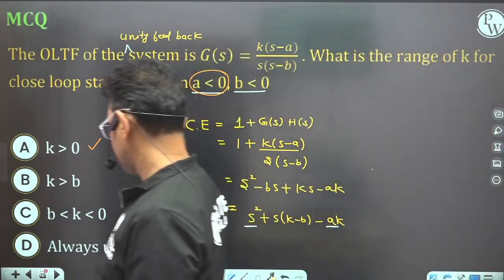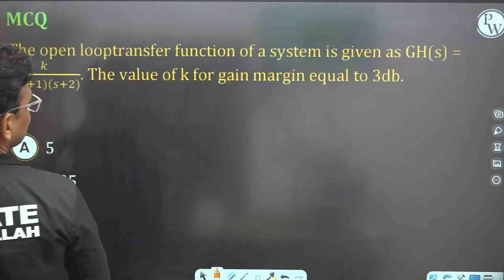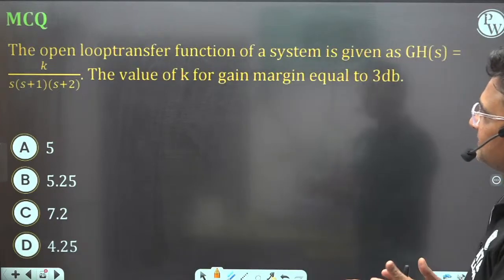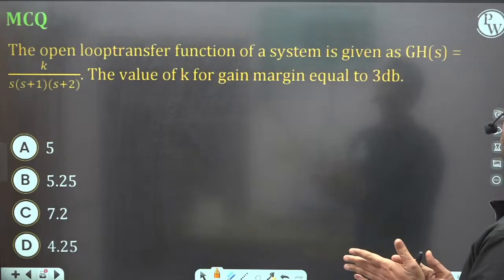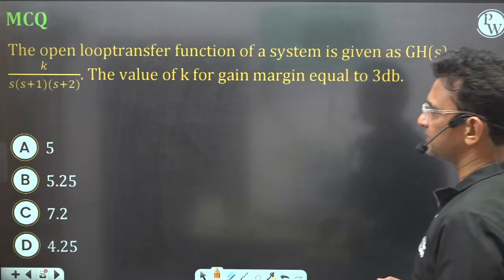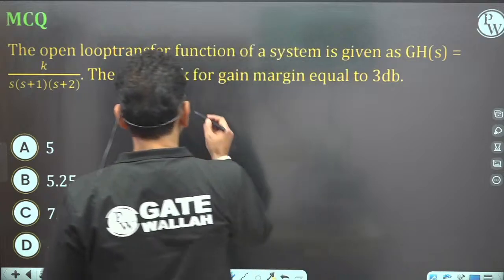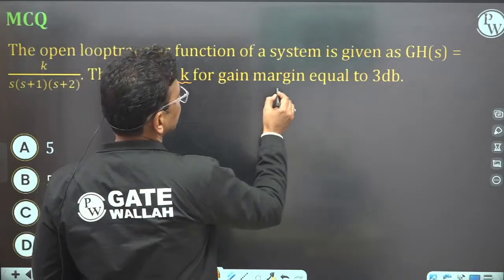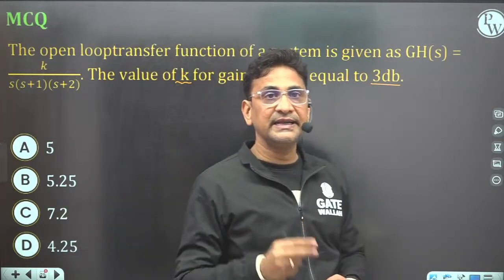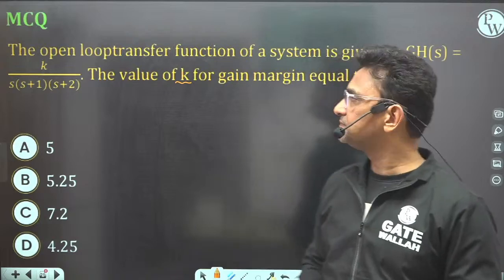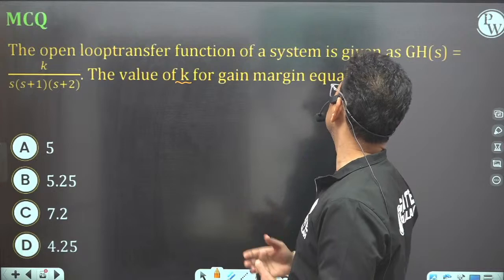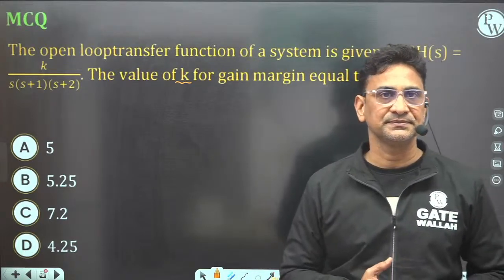Routh-Hurwitz criteria. Okay, now come to the next question. The open loop transfer function of a system is given as G(S)H(S) equals K upon S times (S plus 1) times (S plus 2). You have to find out the value of K for which the gain margin is equivalent to 3 decibel. The gain margin is given in decibel. Clear? So you have to find out for which value of K the gain margin would be 3 decibel.